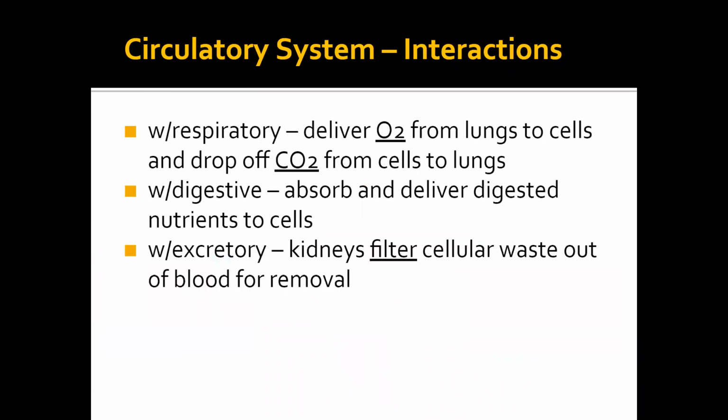The circulatory system is going to interact with the respiratory system. It's going to deliver oxygen from your lungs to your cells. It's going to drop off carbon dioxide from the cells back to the lungs. It's going to interact with the digestive system because remember, the digestive system is absorbing nutrients and it's going to deliver those nutrients to the cells. And the circulatory system is going to interact with the excretory system, which I'll talk about in a little bit. Your kidneys are going to filter any waste out of your blood for removal, waste other than carbon dioxide. So other things that happen to accumulate in your blood, your kidneys are going to filter out so your body can remove them.